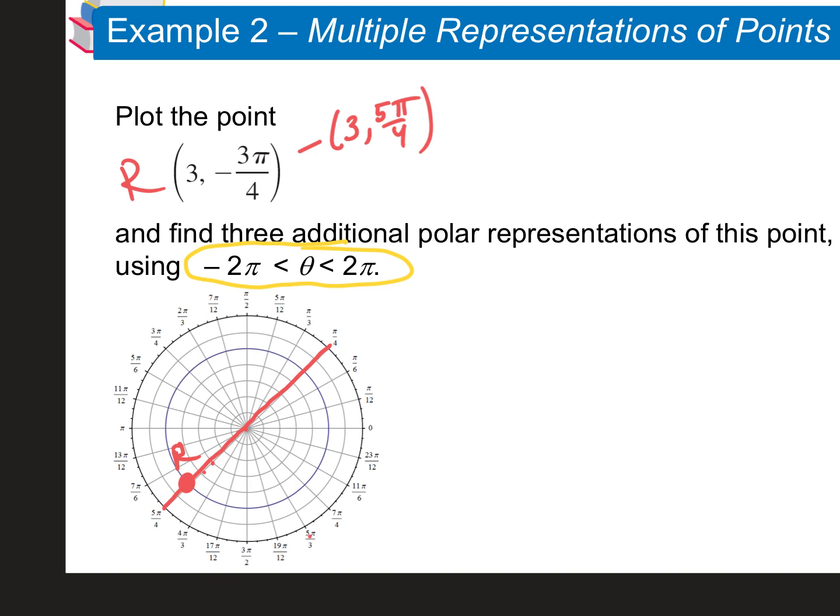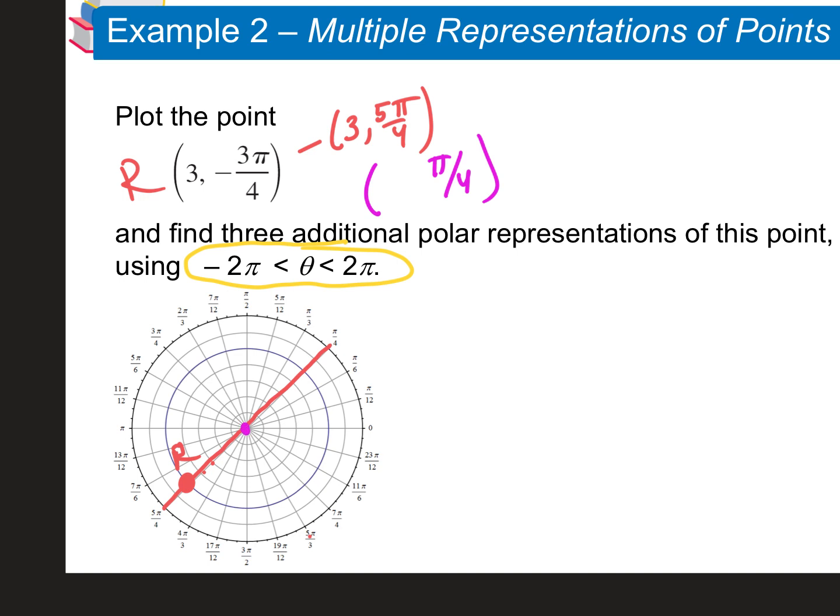I could add 2 pi, come all the way around and be back at that same spot. Or I could add just a half circle and be over at pi over 4. The only thing that's going to change there is my R value. Instead of being positive 3, it's going to be negative because I'm going away. So I could also write this as the angle pi over 4.